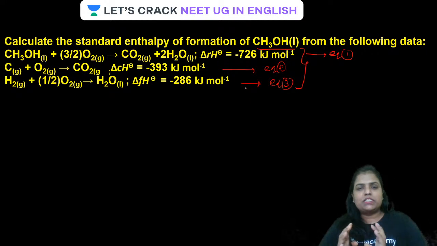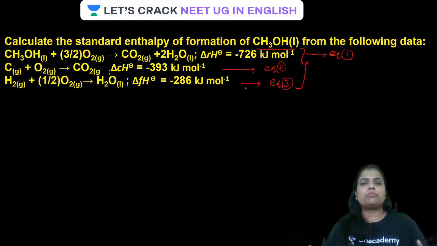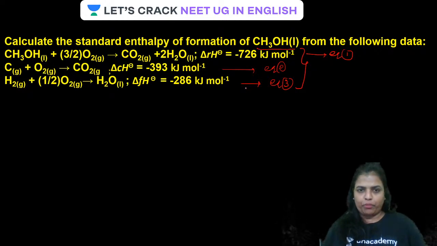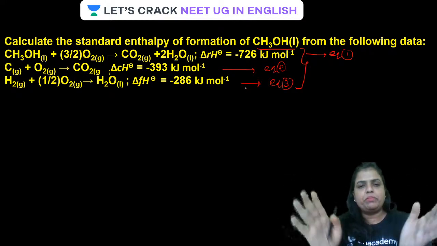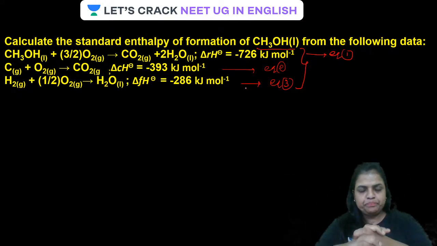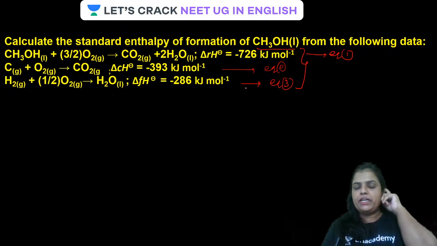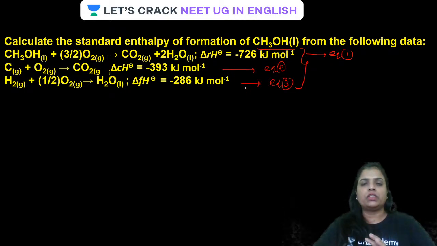So the standard enthalpy of formation we have to calculate. If you are supposed to calculate the standard enthalpy of formation, whatever the given data, they should also be at standard condition. Ensure that most of the time it will be given at standard condition. Then it should be done for 1 mole of the substance only. Standard enthalpy of formation should be calculated for 1 mole of a substance. For example, calculate the standard enthalpy of formation of methanol.